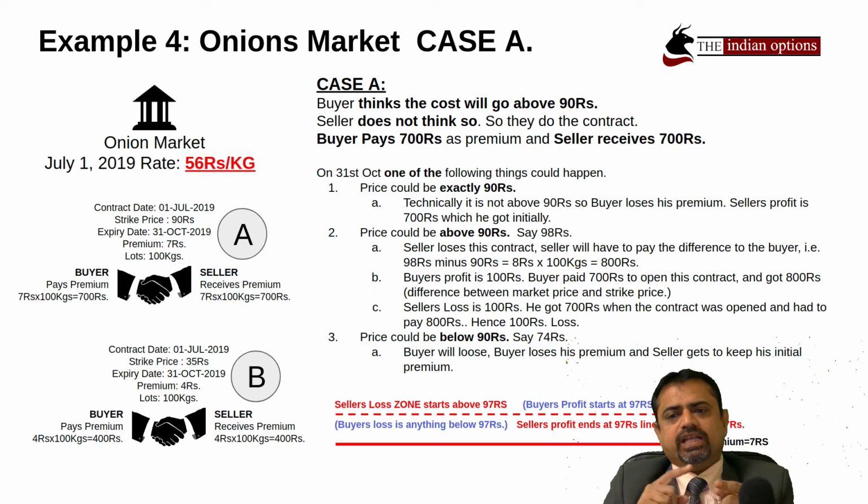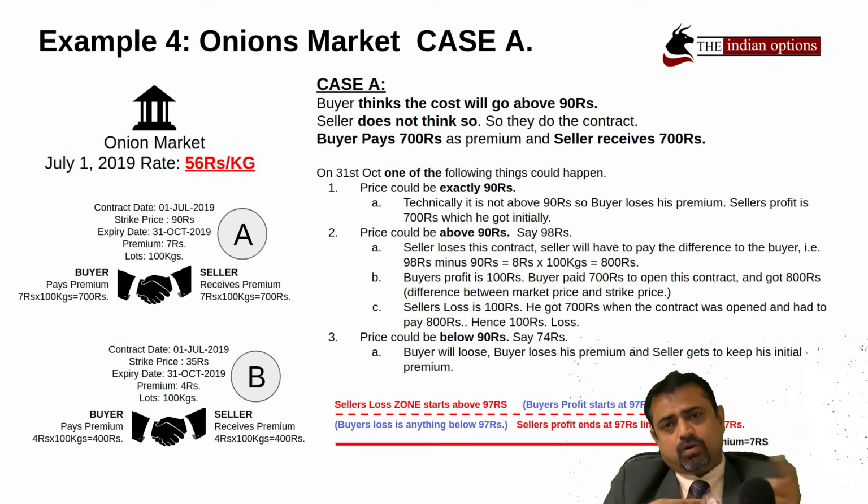Now in the first situation, the price could be exactly 90 rupees. Technically, it is not above 90. So the buyer loses his premium and the seller's profit is 700 rupees, which he got initially when the contract was opened on 1st of July.